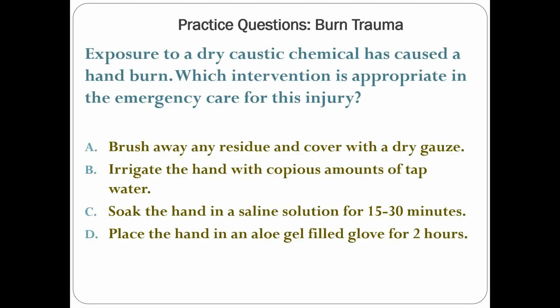Exposure to a dry caustic chemical has caused a hand burn. Which intervention is appropriate in the emergency care of this patient? So the key thing is irrigate with copious amounts of tap water, not iced water, just plain old tap water. There may be some specific information that was provided by the burn lecturer, Stephanie Campbell, the burn nurse, who's a specialist. We know that perhaps you would brush off the chemical, but then you've still got to irrigate, because whatever is on the skin has to be removed.